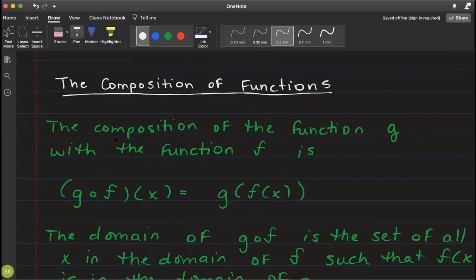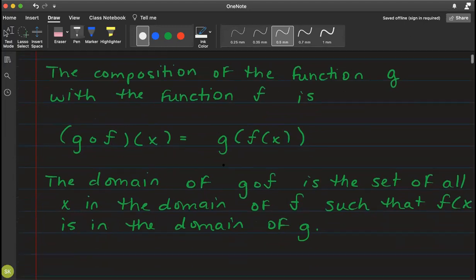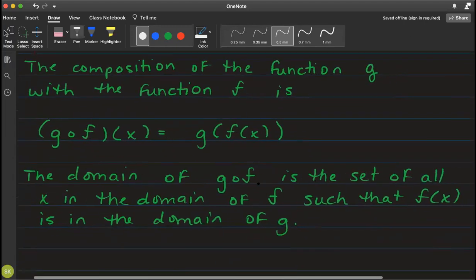Last time we defined composition of functions. We said if we had two functions f and g, we could say g composed of f of x is the function g with f plugged inside it. And we also discussed the domain of g composed of f. We said the domain is the set of all x in the domain of f, such that f of x is in the domain of g. And we looked at one problem, and we're going to look at more problems.